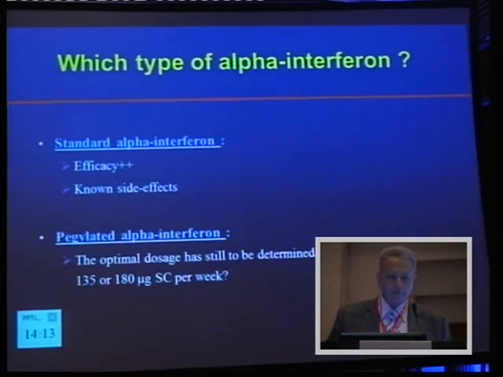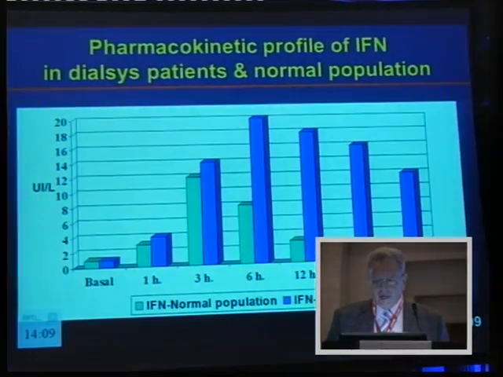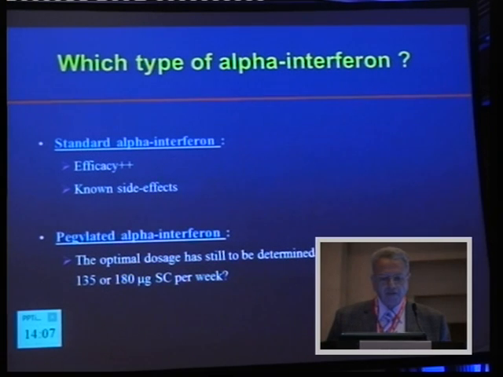Which type of interferon? Shall we use the standard alpha interferon or the pegylated ones? In fact, the standard alpha interferon is effective and its side effects are known. Its dose is known and can easily be adjusted. On the other hand, the optimal dose of pegylated alpha interferon is difficult to adjust due to its slower clearance than the ordinary or standard one.